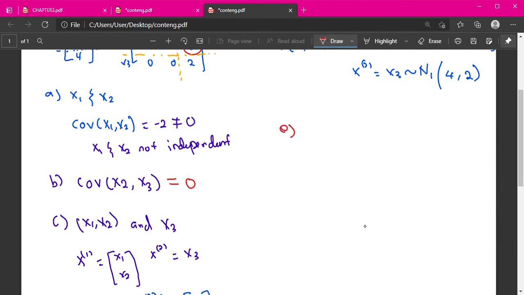The answernya nanti you akan dapat dia punya covariance of AX adalah 5, 10, 10, 93 over 4. So because its covariance is 10, which is not 0, the two linear combination is not independent. Okay, try buat yang tu.